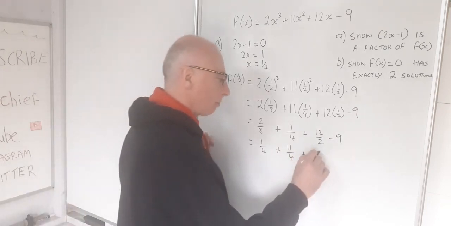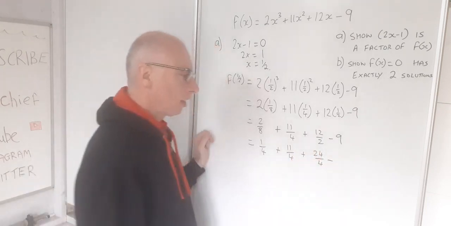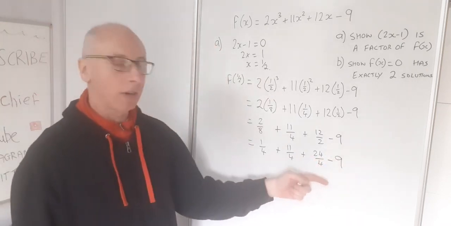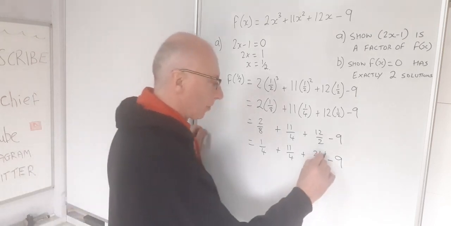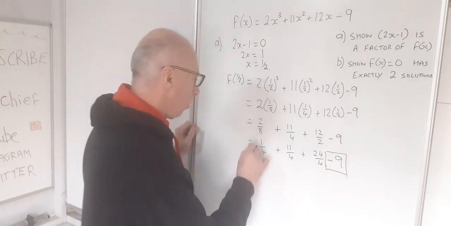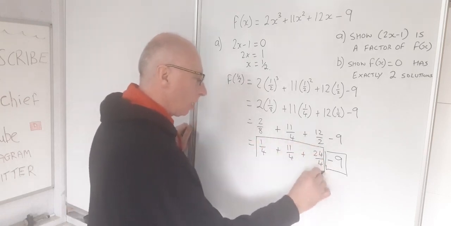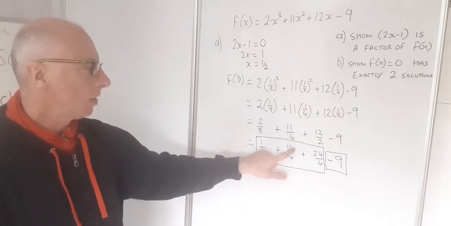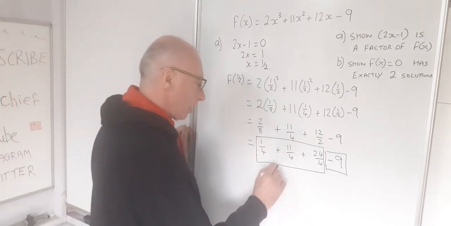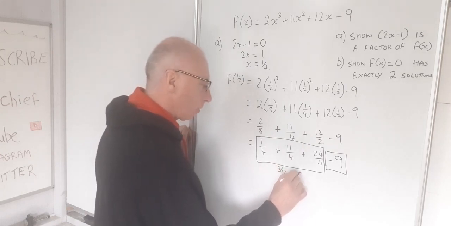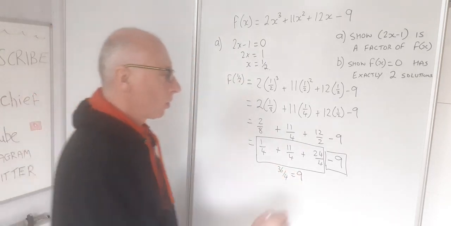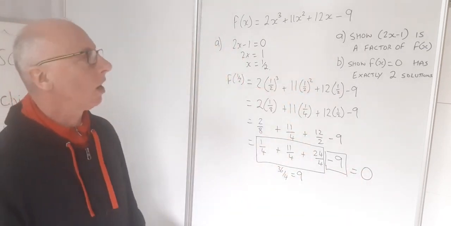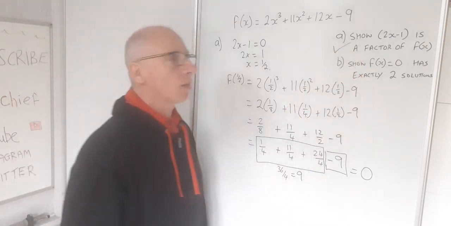So we've got the same denominators. And then minus 9, I'm going to leave that as it is. So for this to be equal to 0, I've got minus 9 here, so I'll leave that. And therefore all of these should then add up to plus 9. So let's see what happens. 24 plus 11 is 35, plus 1 is 36. So that's 36 over 4, which equals 9. So therefore that equals 0. So therefore we've shown 2x minus 1 is a factor of f of x. So we've done that. That's all good.